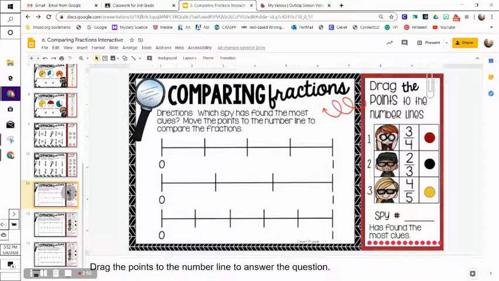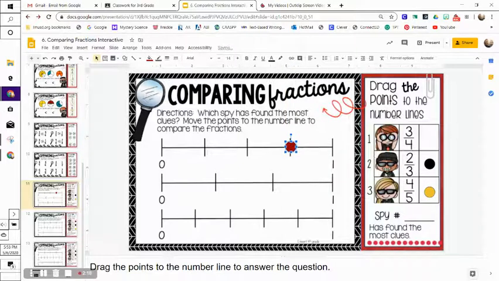So here it says, which spy, and here are spies over here on the right, found the most clues. Move the points to the number line to compare the fractions. So right here I can see this cute little redhead. She found 3/4 of the clues. Now this first number line is divided into fourths, so I can use this one. So this would be 0, 1/4, 2/4. This would be 3/4. Okay.